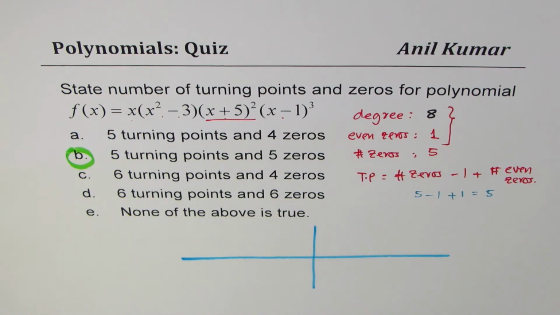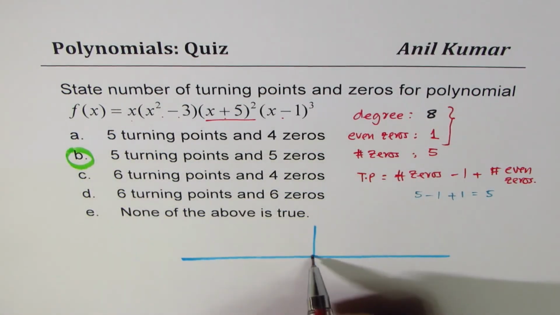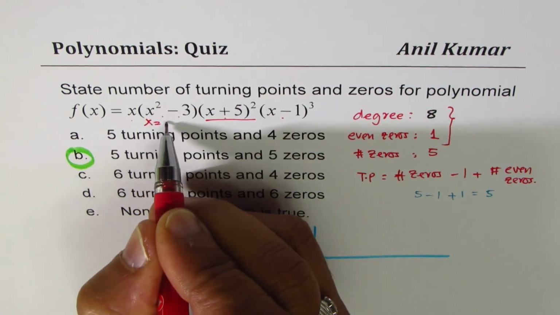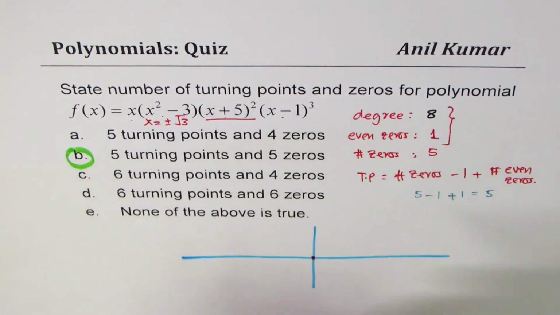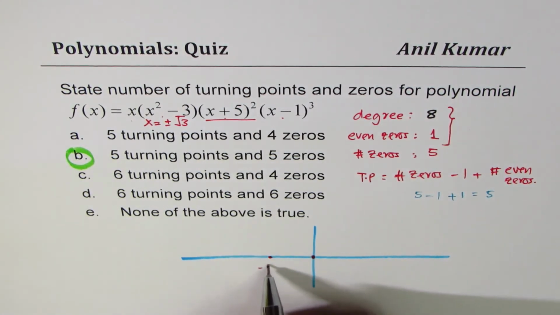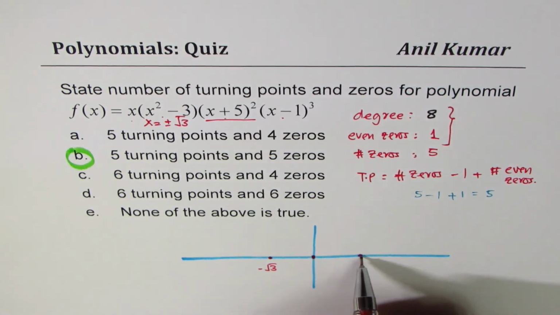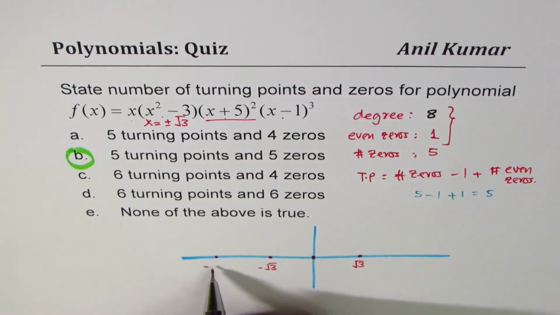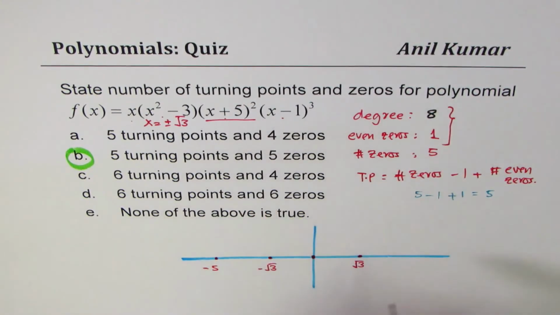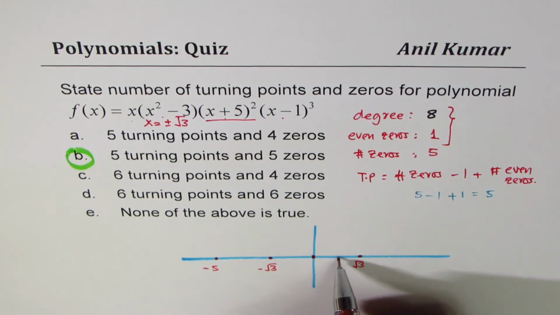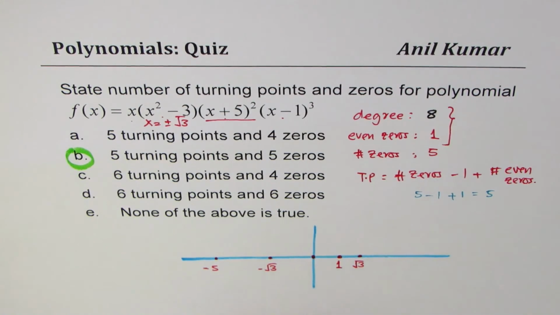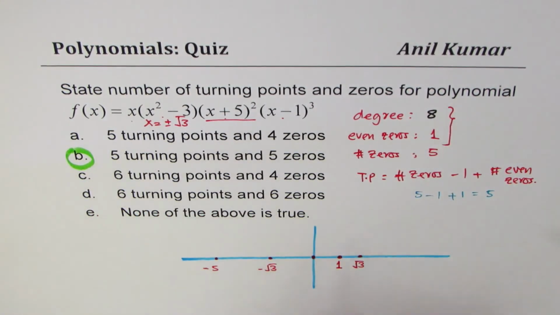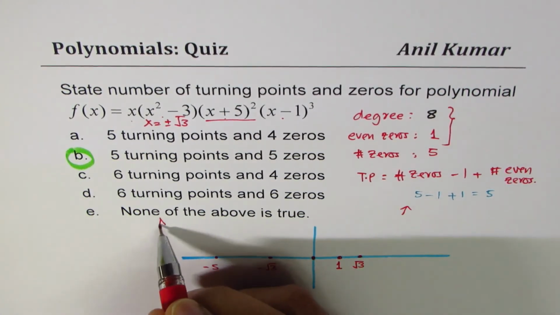Okay, so we have a zero at 0. We have zeros at plus minus square root 3, right? So here x equals plus minus square root 3 gives zeros. So let's say this is minus square root 3, and let's say this is plus square root 3. Then we have a zero at minus 5. Let's say this is minus 5. And at plus 1, so plus 1 somewhere here. Since the degree is 8 and the leading coefficient is positive, right side up, that's the end behavior, correct?